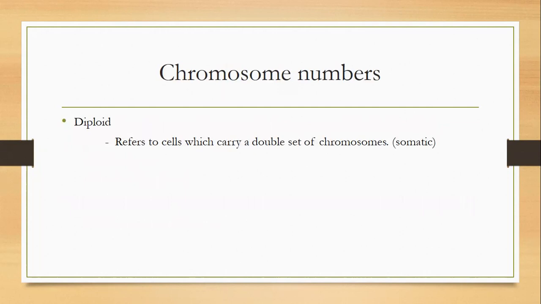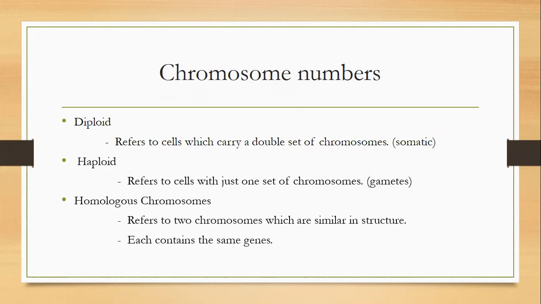Let's learn some vocabulary. Diploid. A diploid number refers to a cell which carries a double set of chromosomes. This would be somatic or body cells. So in other words, in humans, we have 23 pairs of chromosomes. Haploid. This is a cell that has half the number of chromosomes that a diploid cell would have. This is going to be your gametes. Again, a gamete is a sperm or an egg. In humans, it would mean that it has 23 total chromosomes, not 23 chromosome pairs.